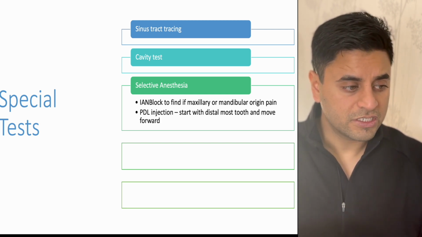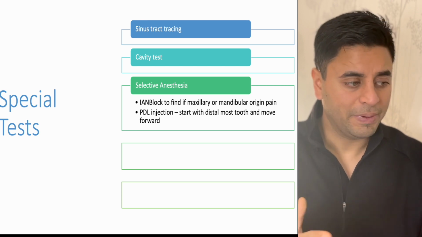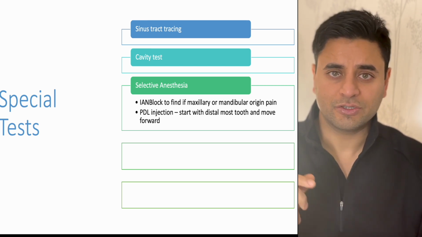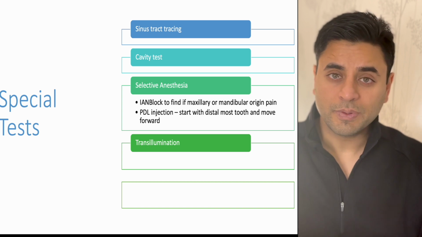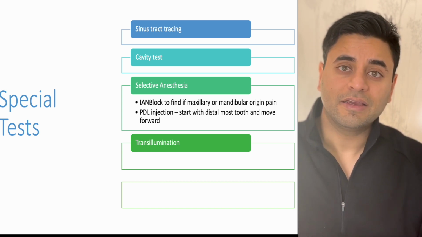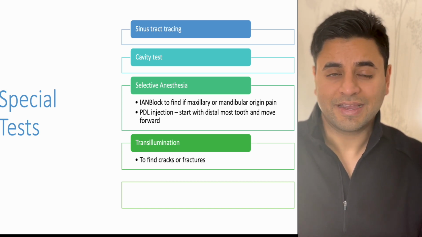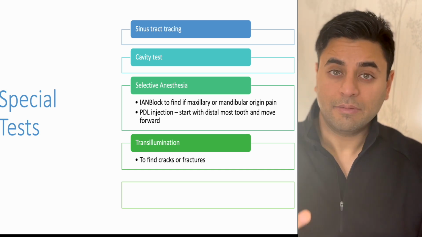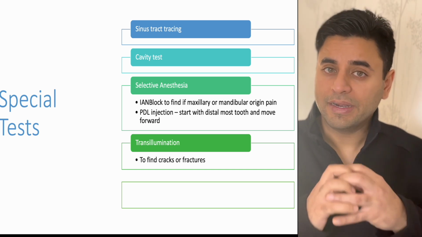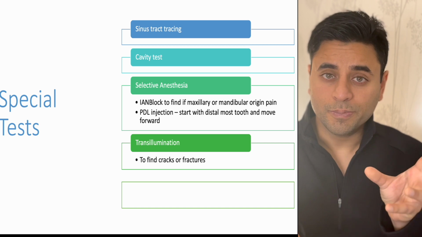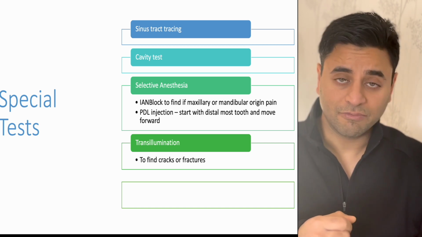Start with the most distal tooth and move forward, giving a PDL injection to each of those teeth. Transillumination is another commonly used method to find out if there's a crack in the tooth. Cracks can be so fine that you can barely see them with your eyes or loupes. So transillumination helps you big time with that.